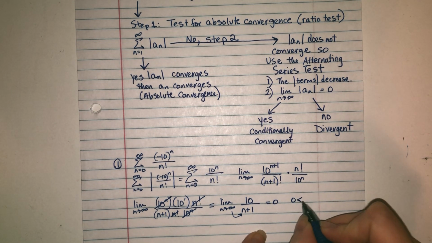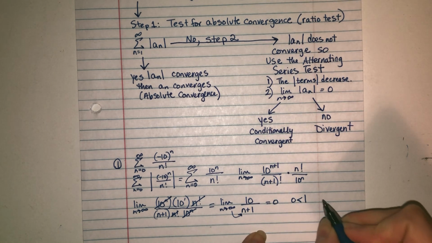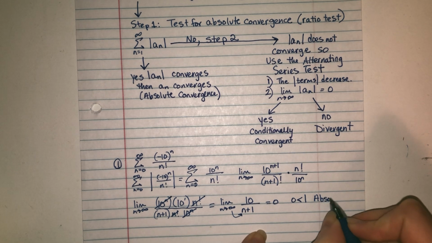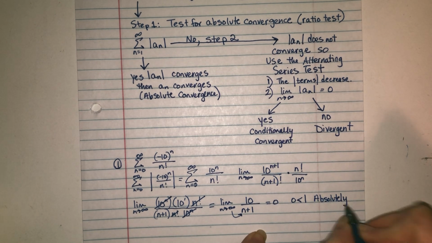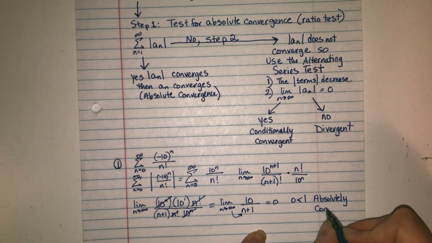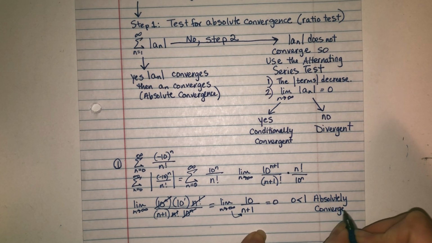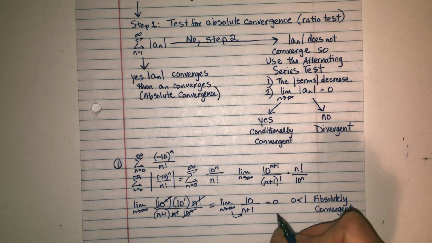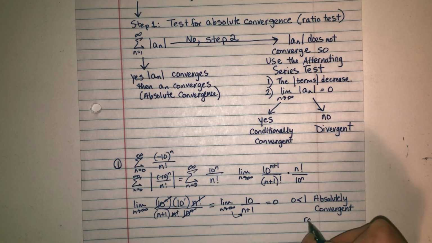0 is a number less than 1. So we say that this is absolutely convergent. It's absolutely convergent. We use the ratio test to determine that.